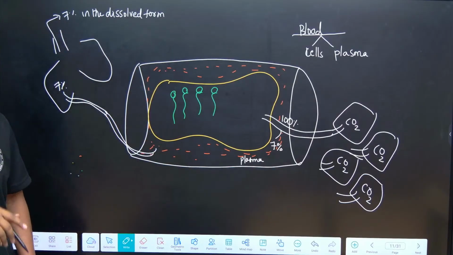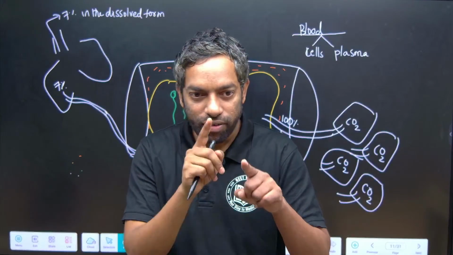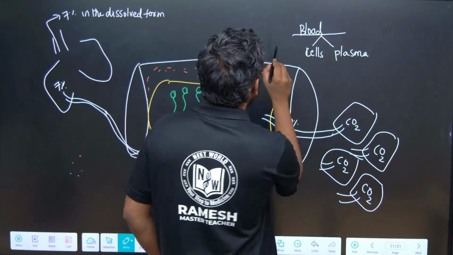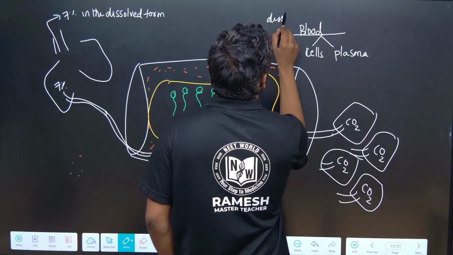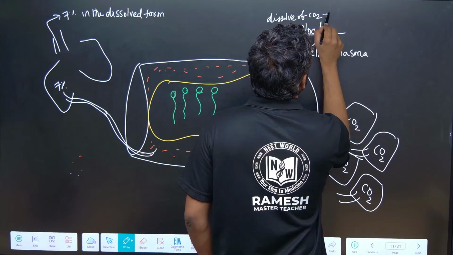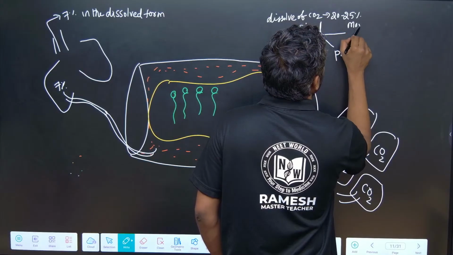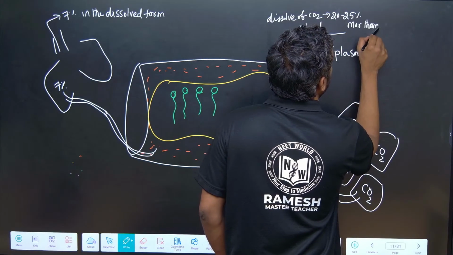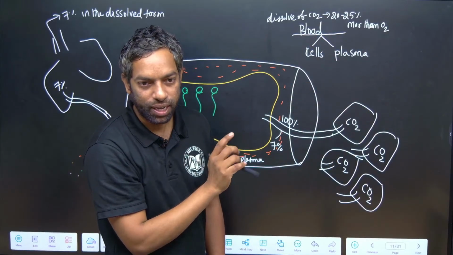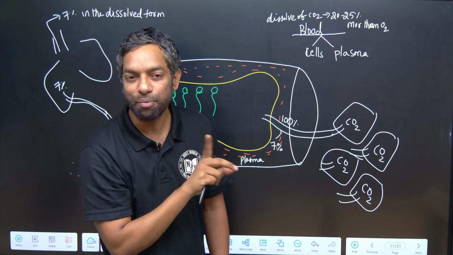Oxygen, the dissolved nature of carbon dioxide is more likely to oxygen. The solubility of carbon dioxide is 20 to 25% more than oxygen. This is the statement for NEET. CO2 is 7%, as much as oxygen is 3% only, dissolved in the plasma.